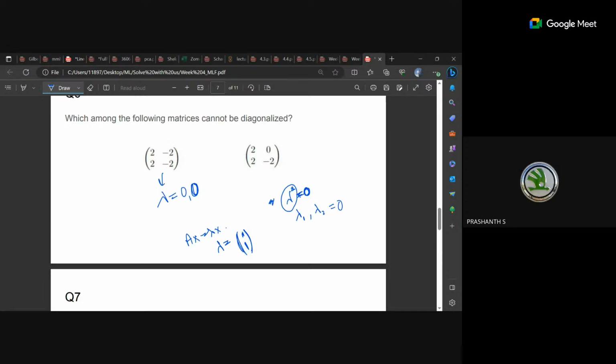How can lambda be 1 1? Sorry, not lambda, mistake. This is b. I'm talking about b.